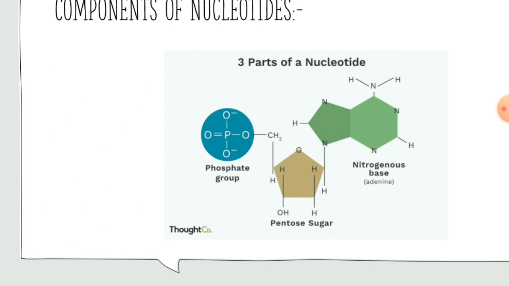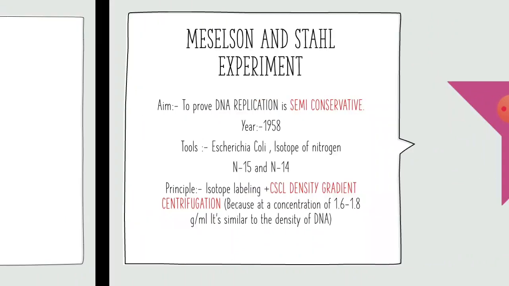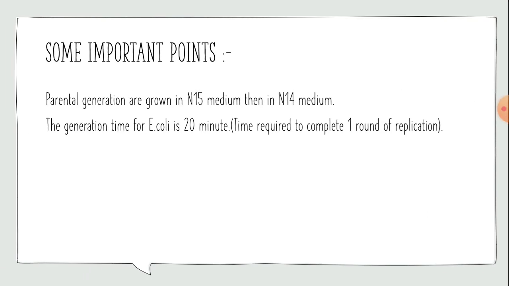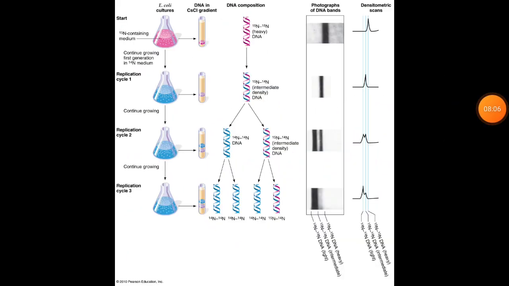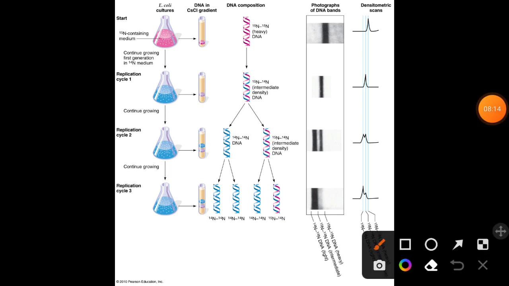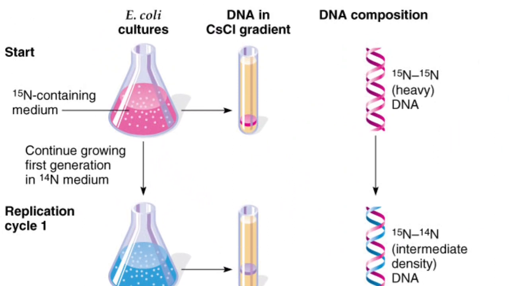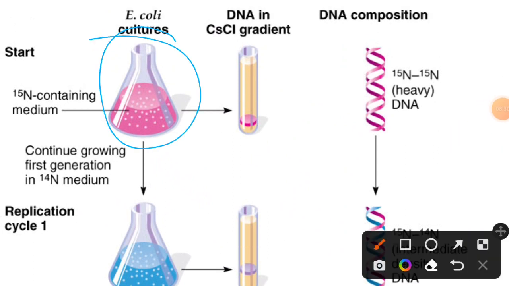Okay, so let's talk about what they actually performed. This is a picture of the Meselson-Stahl experiment that I have taken from the internet. So what they have done, let's try to talk about this. First of all, they have grown the E. coli cells in a N15 containing medium.